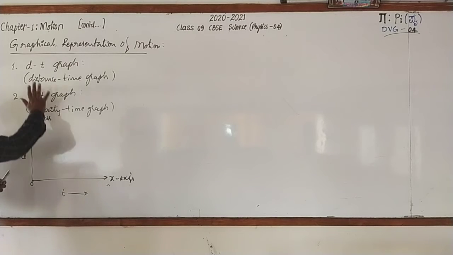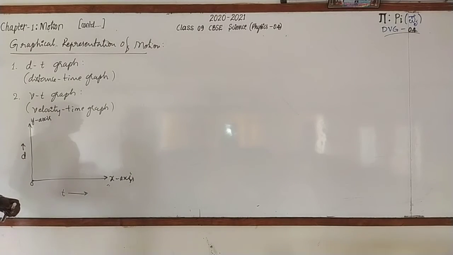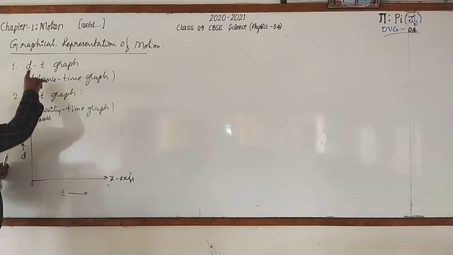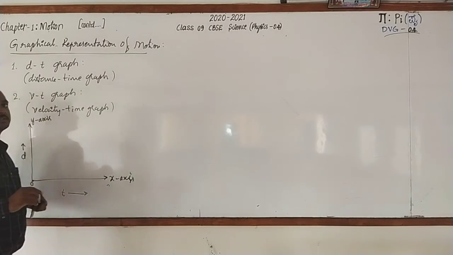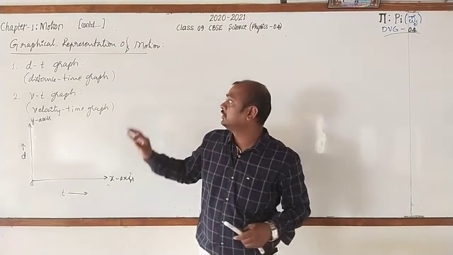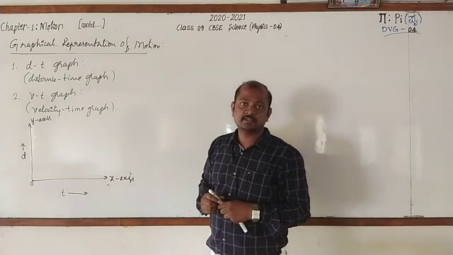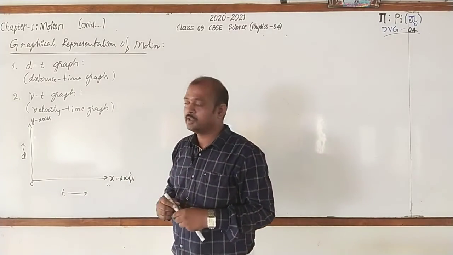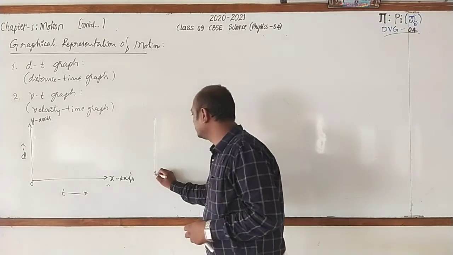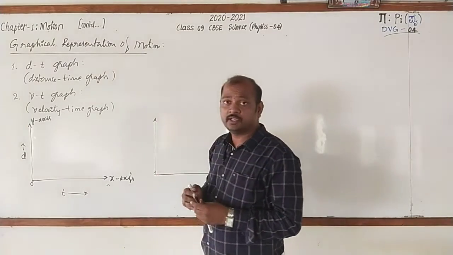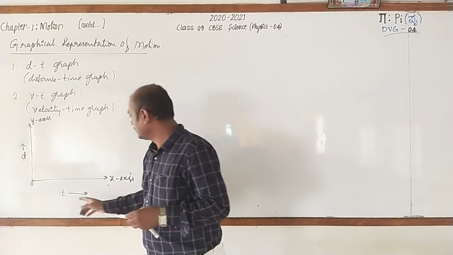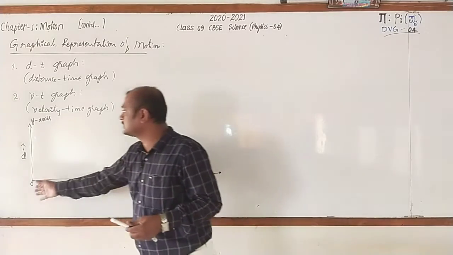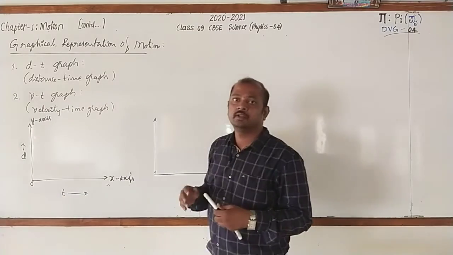So this graph is known as dt graph. Let me tell you the definition. The graphical representation of motion in which time is taken along x-axis and distance is taken along y-axis is called dt graph or distance time graph. Or if you want to define that in a simple way, you can take it like this: a graph in which time is taken along x-axis and distance is taken along y-axis is called dt graph.